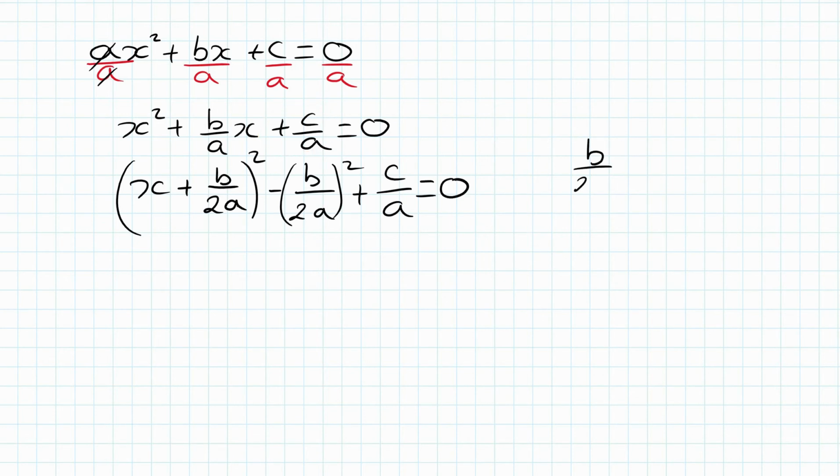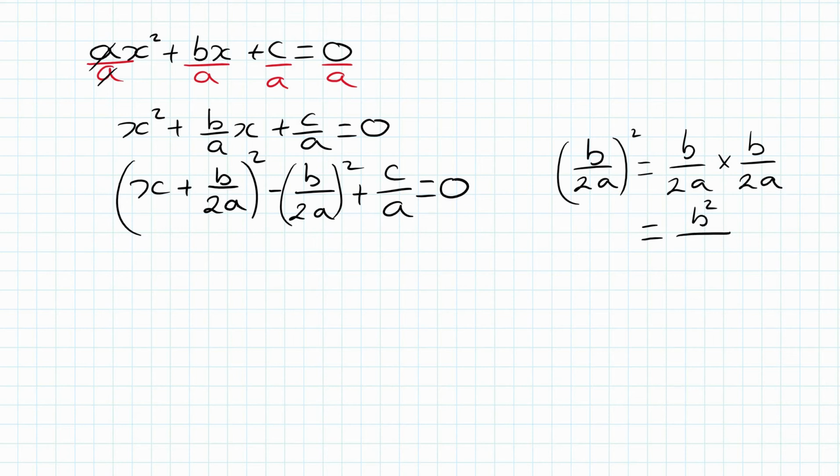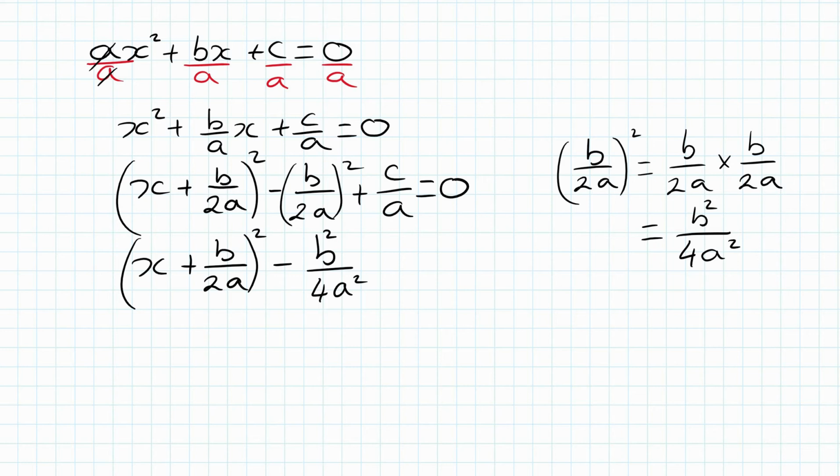But b over 2a all squared is equal to b over 2a times b over 2a. So that is b times b is b squared, 2 times 2 is 4, a times a is a squared. So that is x plus b over 2a all squared minus b squared over 4a squared plus c over a, and this becomes 0.